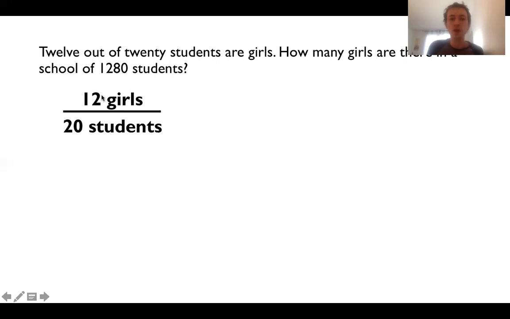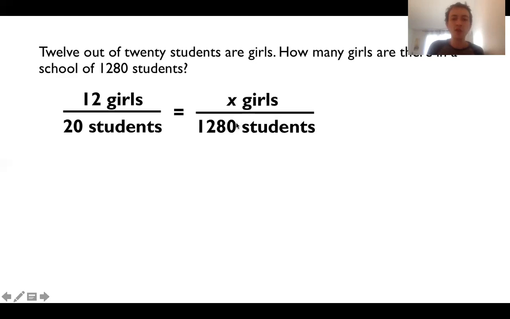Well, I've got 12 out of 20 students that are girls. I'm writing in the words here just to help me keep this organized. So 12 girls out of a total of 20 students. For an entire school, I'm trying to find out how many girls that is over 1,280 students in total. The big thing when you're setting up a cross multiplication, remember, is that if I've got girls on top here, they have to be on top over here. If I've got students on the bottom here, they have to be on the bottom here. You have to be consistent.